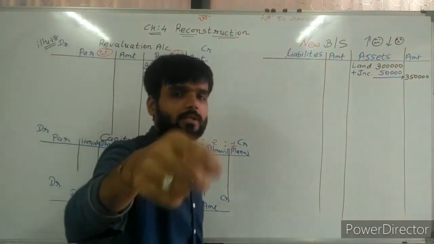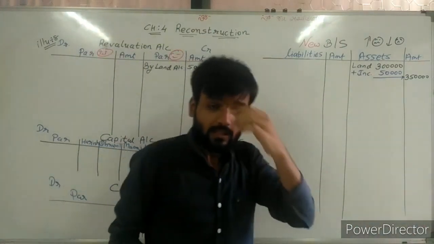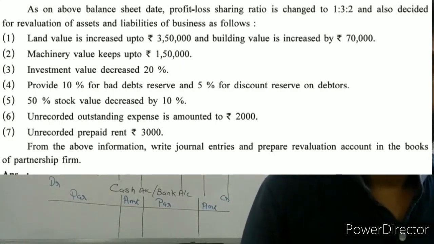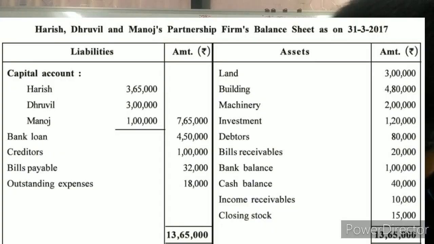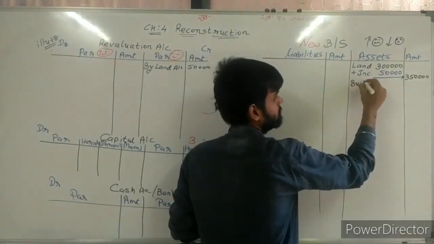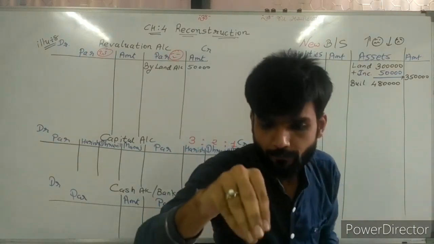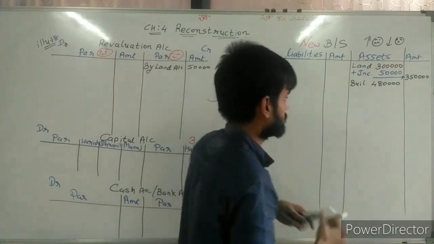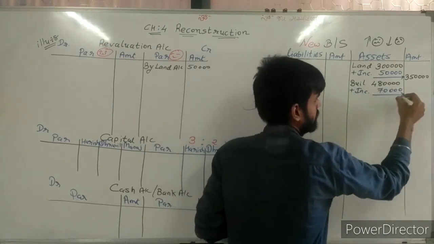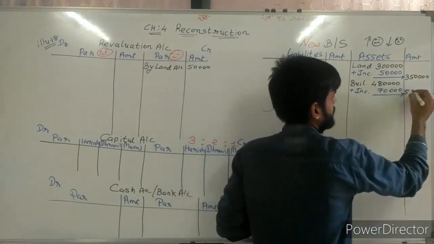If you have doubt, it is not in the concept; you can easily understand this concept. Now next, in the same adjustment, building value is increased by 70,000. Building is given as 4,80,000 in the old balance sheet. So here I am writing building 4,80,000, and we need to increase its value by 70,000, plus increase 70,000. In the outer side, the total of these two makes 5,50,000.